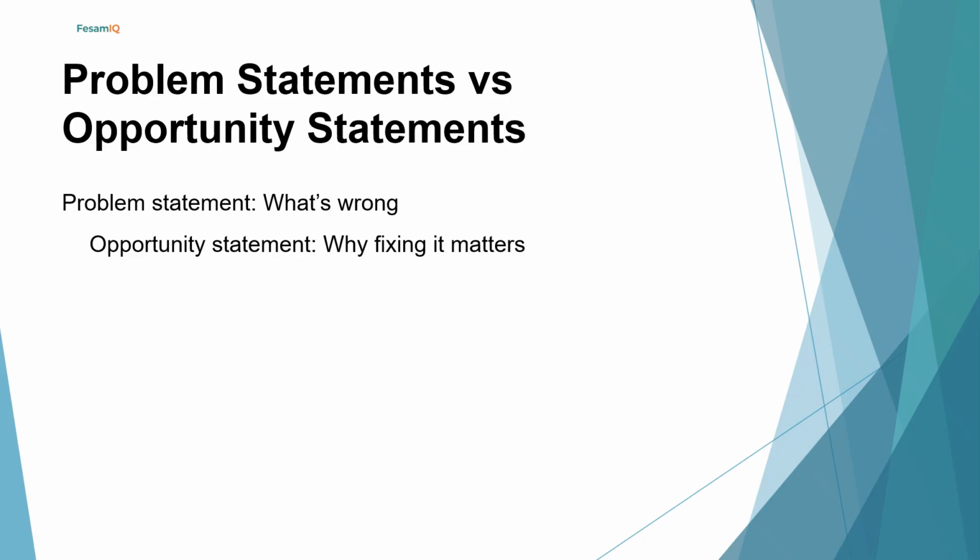So, what's the key difference between problem statements and opportunity statements? Problem statements and opportunity statements work together. The problem explains the pain, the opportunity explains the value of solving it. One without the other leads to poor prioritization. So the problem statement is what's wrong, while the opportunity statement is simply why fixing what is wrong matters.